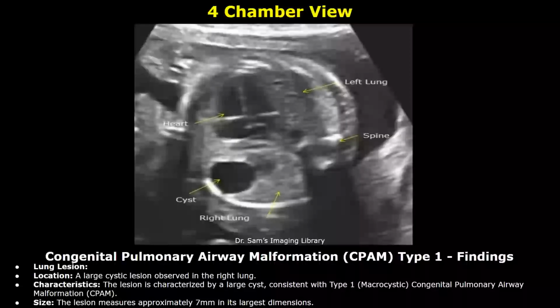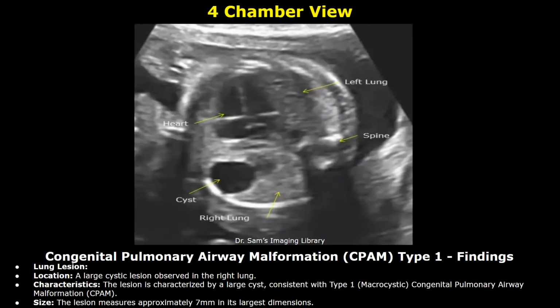Now we have a report of congenital pulmonary airway malformation type 1. These are the findings. Lung lesion. Location. A large cystic lesion observed in the right lung. Characteristics. The lesion is characterized by a large cyst consistent with type 1 macrocystic congenital pulmonary airway malformation. The lesion measures approximately 7 mm in its largest dimensions.